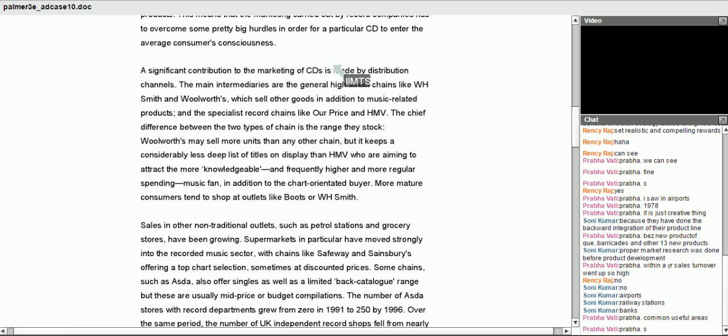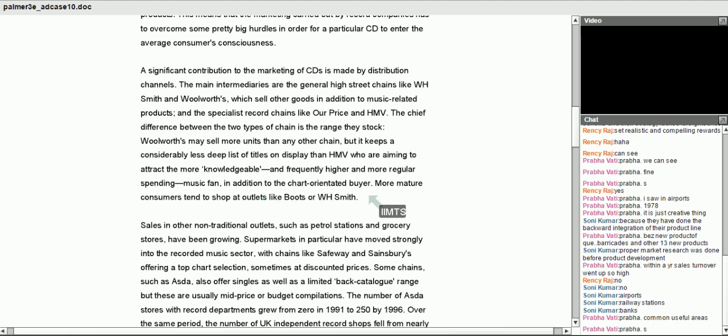So a significant contribution to the marketing of CDs is made by distribution channels. The main intermediaries are the general high street chains like W.H. Smith and Woolworths, which sell other goods in addition to music-related products, and the specialist record chains like R. Price and H&B. The chief difference between the two types of chain is the range they stock. Woolworths may sell more units than any other chain, but it keeps a considerably less deep list of titles on display than H&B, who are aiming to attract the more knowledgeable and frequently higher and more regular spending music fan. H&B is a brand that is preferred by those who have a taste for music and who spend regularly on buying music stuff.